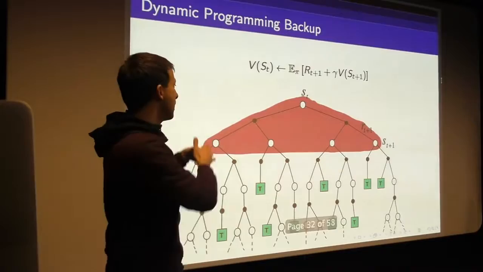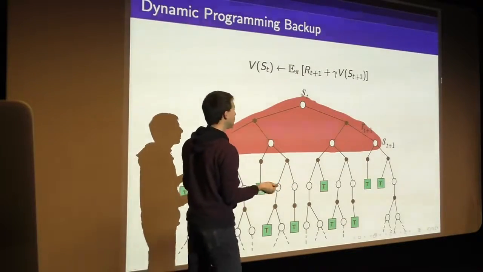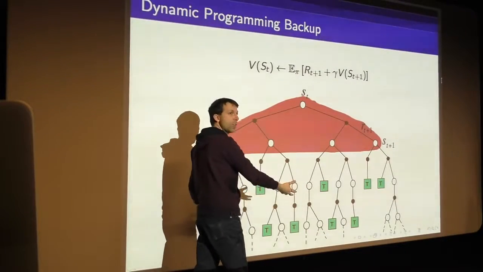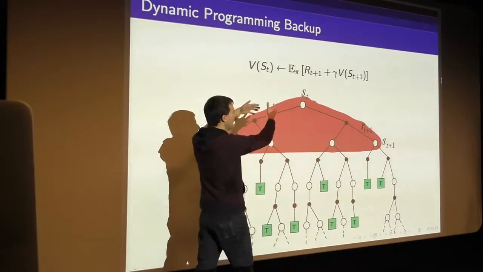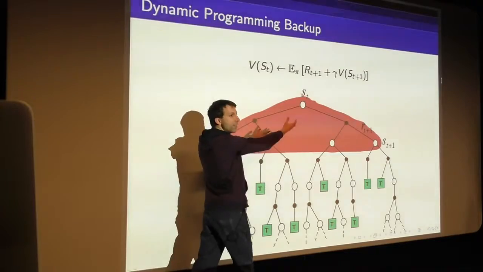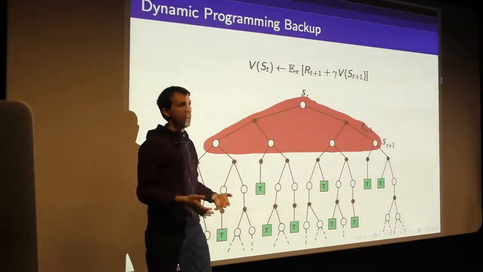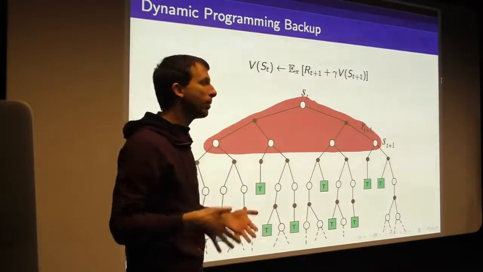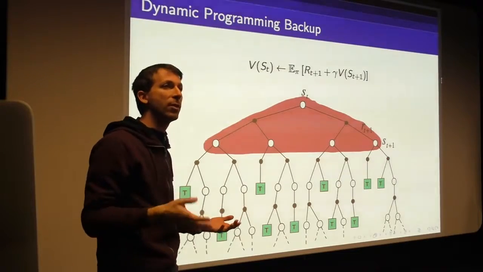And just to complete the space of possibilities, you could also do an exhaustive look ahead of this entire tree. You could do something which was like dynamic programming, but you went all the way to the end and did a complete backup, and that's an exhaustive tree search. So you get an exponential blow up in the size of the update that you do for just one state.